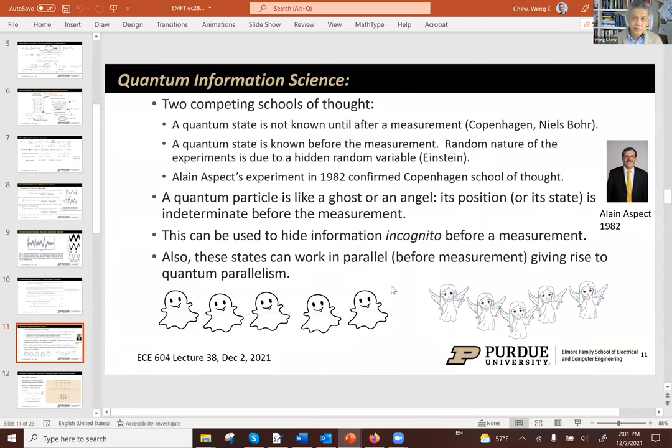Okay, so quantum information science is something that has emerged recently. Actually, in 1982, was it confirmed? Before that, physicists were arguing as to what quantum information science is and what quantum theory is and so on. And how this comes about is because there were two competing schools of thought.